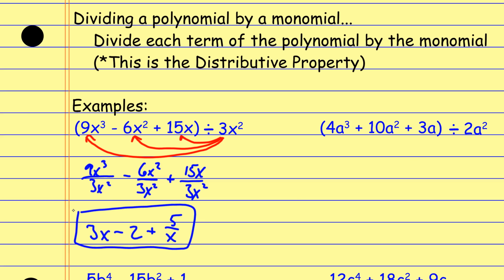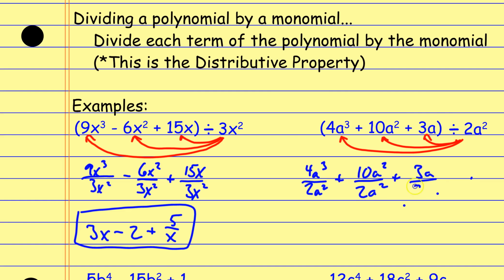If I look at the next one, I do the same thing. So I'm going to do my distributive property. So I'm going to distribute to each of these terms. I'm going to distribute that division. So the first one is 4a cubed divided by the 2a squared, plus the 10a squared divided by the 2a squared, and then the 3a divided by the 2a squared.